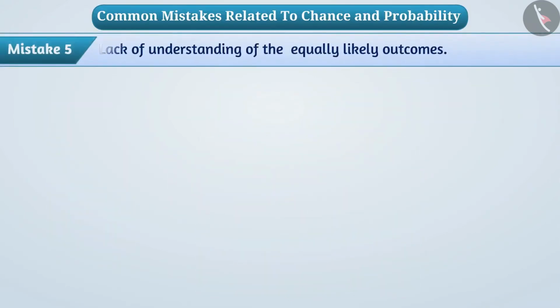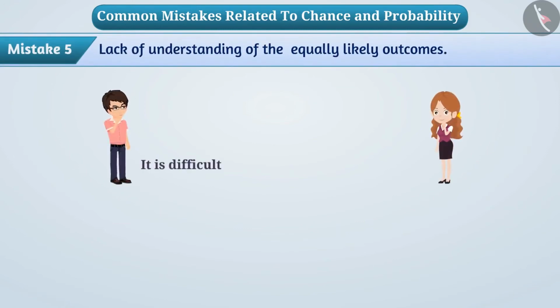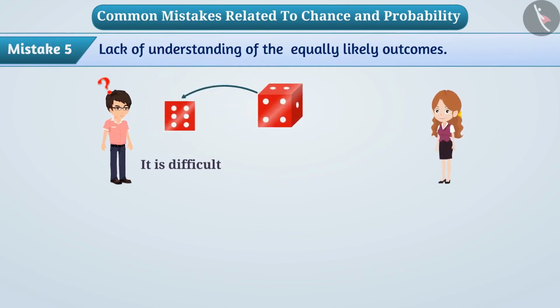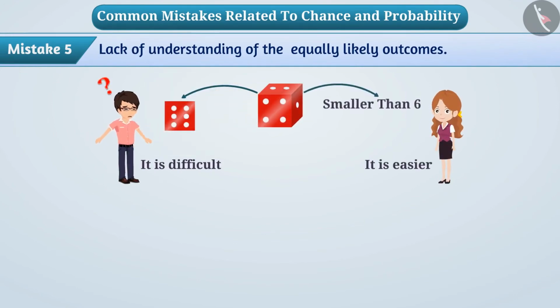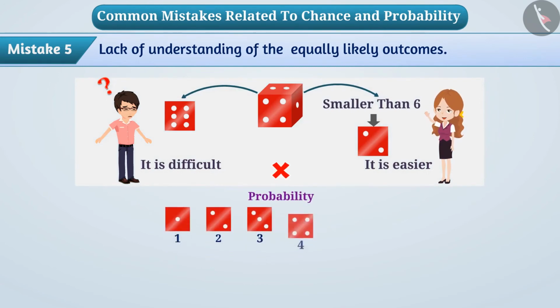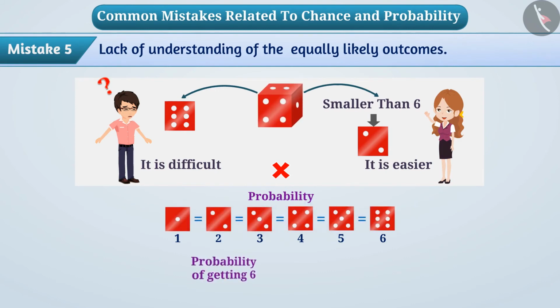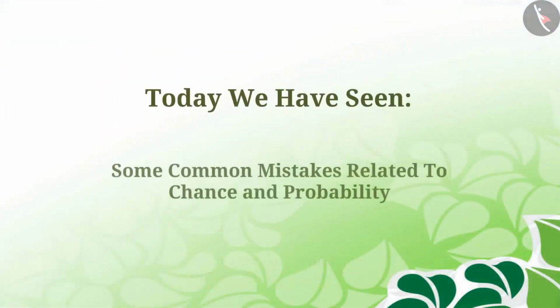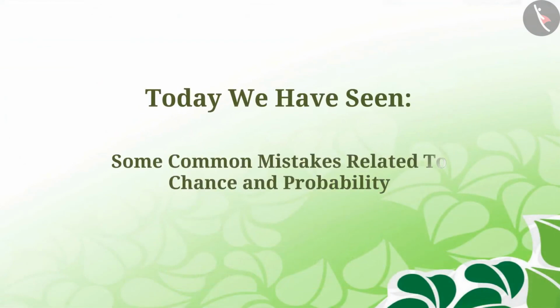Mistake 5. Lack of understanding of equally likely outcomes. Some children think that it is difficult to get 6 by throwing the dice, while it is easier to get a number smaller than 6, such as 2. This is a misunderstanding. The probability of getting 1, 2, 3, 4, 5 or 6 of these points on throwing the fair dice is equal. So, the probability of getting 6 is as much as the probability of getting 2. So today we have seen some common mistakes related to chance and probability.